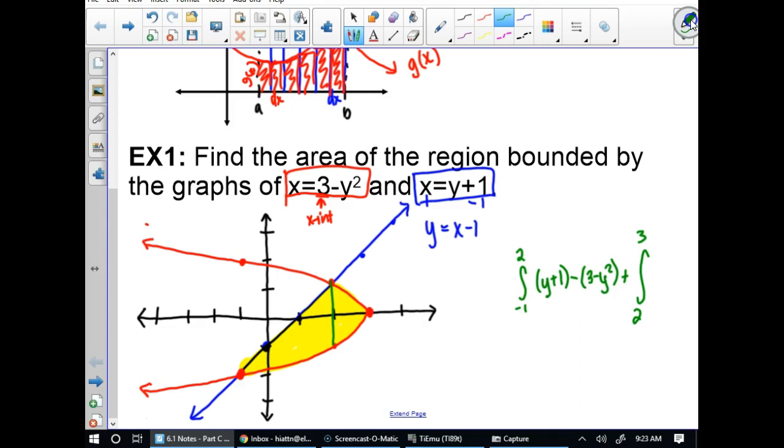It's the 3 minus y squared. What's the bottom function? The same thing. We can't, and you can't. If you subtract something from itself, you get 0. It doesn't actually find the area.